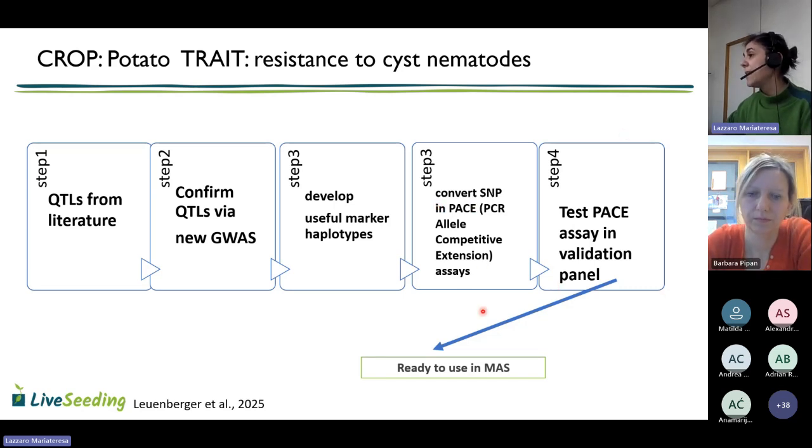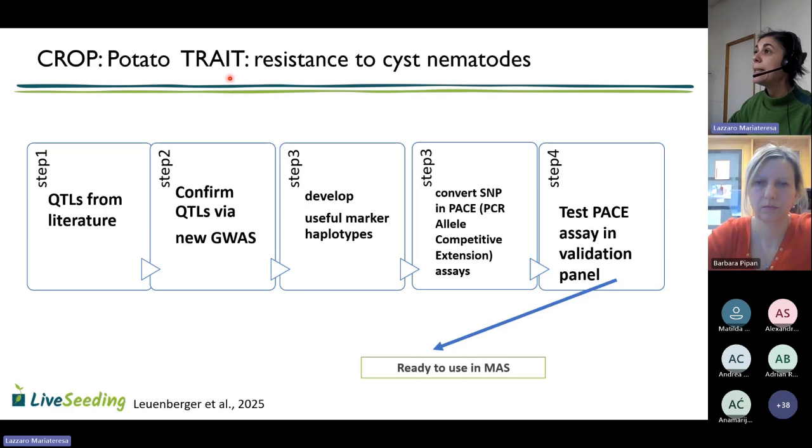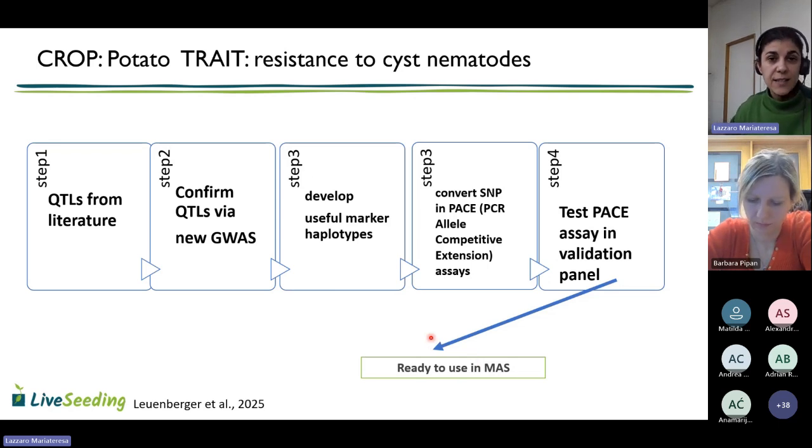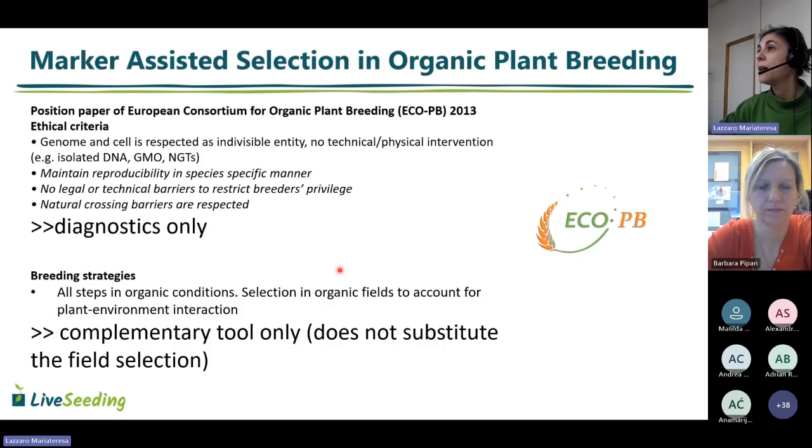And they applied these markers to a diversity panel, a test panel, in order to validate their usefulness for selecting breeding lines resistant to these nematodes. And after all these steps, now they are basically ready to use it in a routine manner.